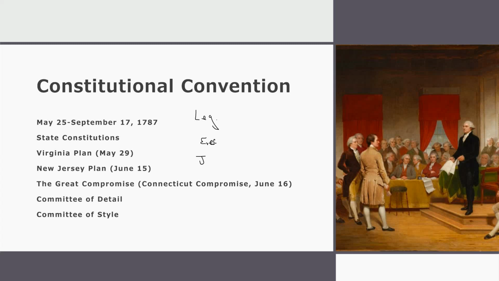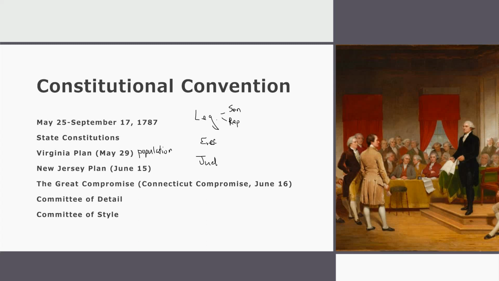And the legislative branch would be further divided into 2 different houses. One house would represent the people, the other house representing the states. The only catch with the Virginia Plan is that everything depended on population. So states such as Virginia, for example, would benefit because they were the largest states with the largest populations.